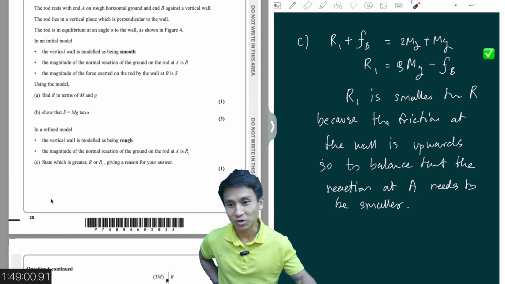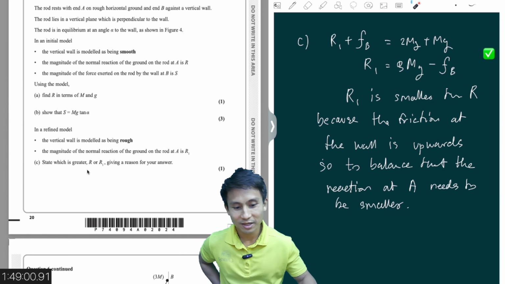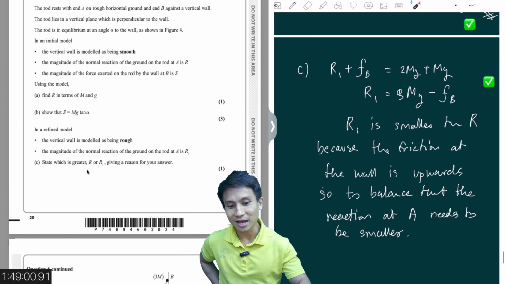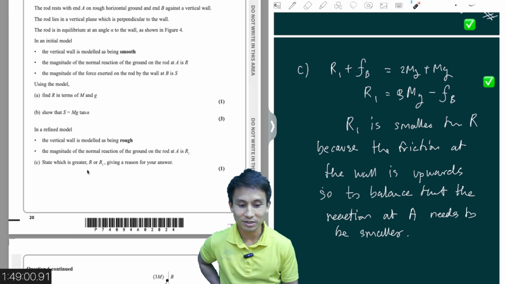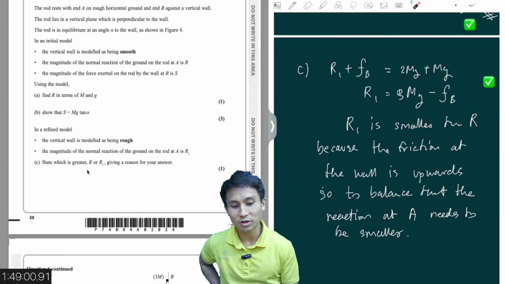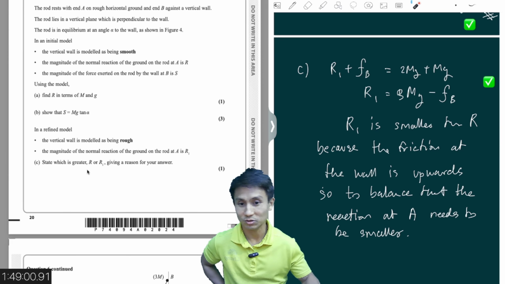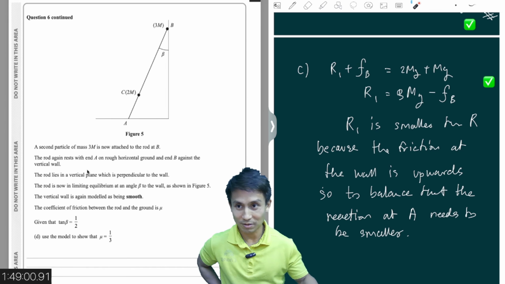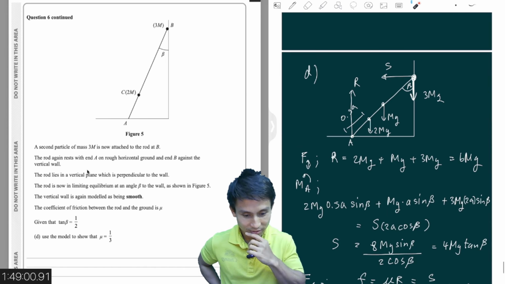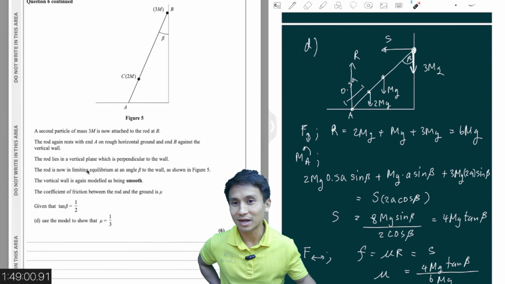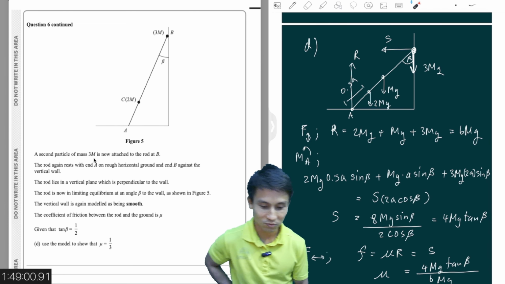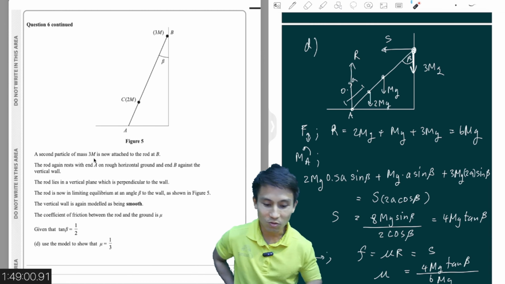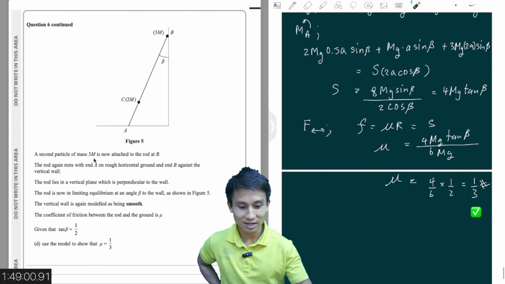In C, now we use horizontal force just to do the friction there. In C it asks about whether R1 is greater or smaller than R. I explained that if the wall is rough, then you would have extra friction there on the vertical equilibrium, and that makes R1 smaller. If you don't understand that, just wind back and check this part in the walkthrough. Part D is another new diagram, with similar locations, except the particle is at point B as well. So that would cause extra clockwise moment, and everything is similar here. And then I solve for mu.